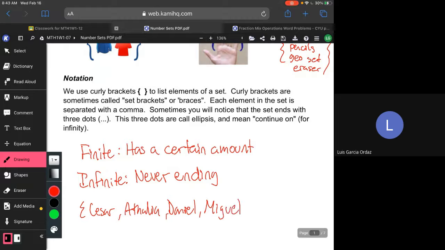So if my class only had 4 students, my list would only contain 4 people. If I were to ask you how many elements are in the set, what would you say? How many elements would be in the set? 4, because there's only 4 people in my hypothetical class. In reality, I have, what is it, 27 of you, I think? 27.